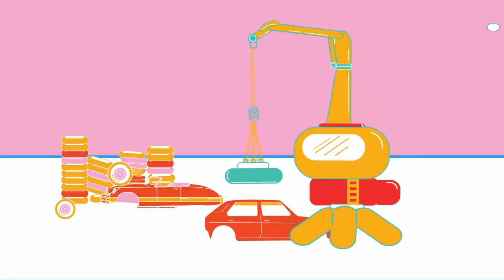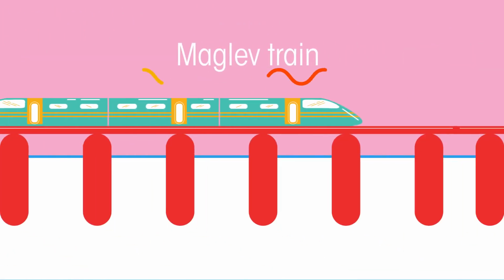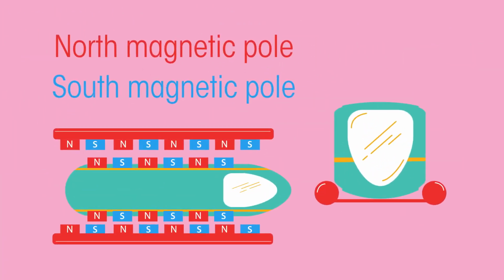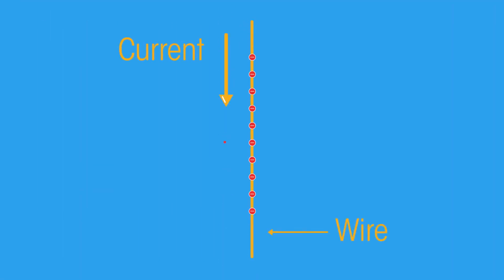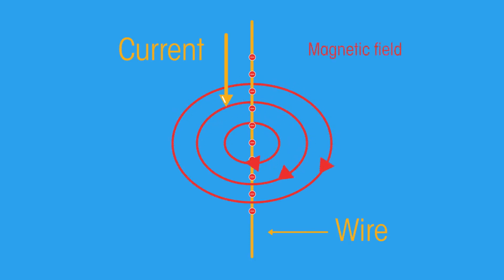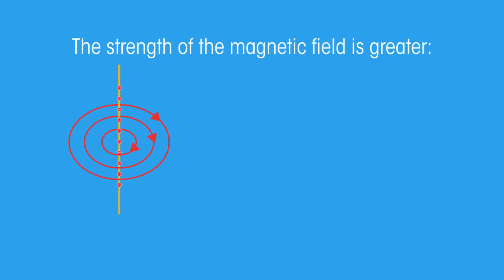Electromagnets have many uses, from moving cars in a scrapyard to high-speed maglev trains. The trains are suspended above the rails by strong electromagnets, reducing friction between the train and the track. There are other uses as well. When a current flows in a wire, it creates a circular magnetic field around the wire. The strength of the magnetic field is greater when it's closer to the wire.